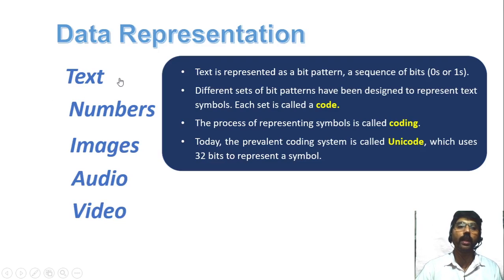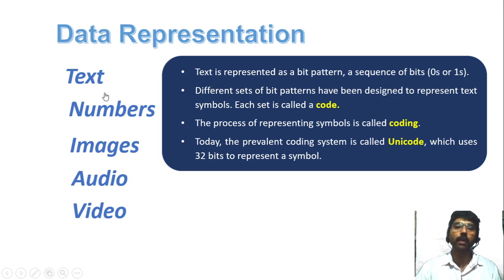Then how can it be identified as text? Text is actually a bit pattern. It's actually a sequence of bits, zeros and ones. Different sets of bit patterns have been designed to represent text symbols. Each set is called a code.